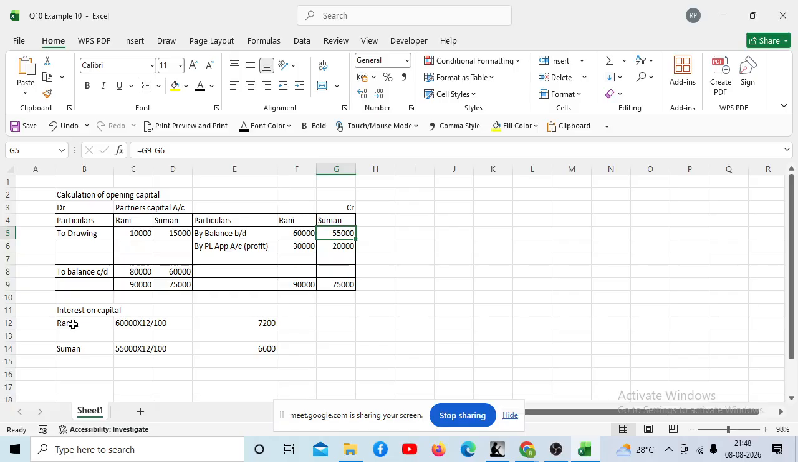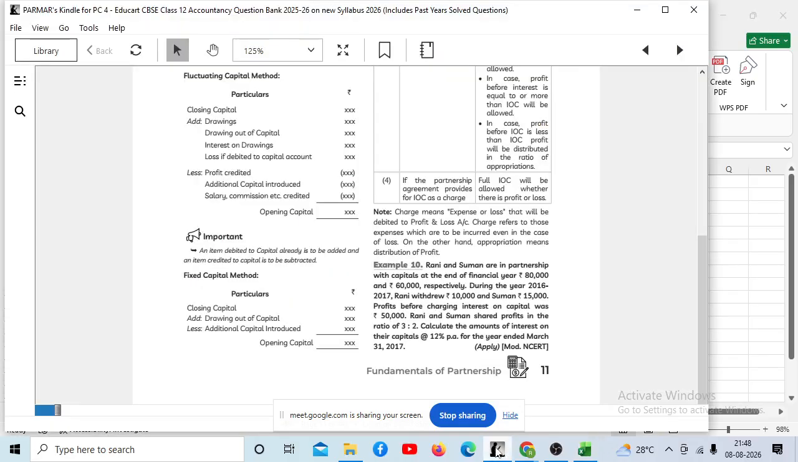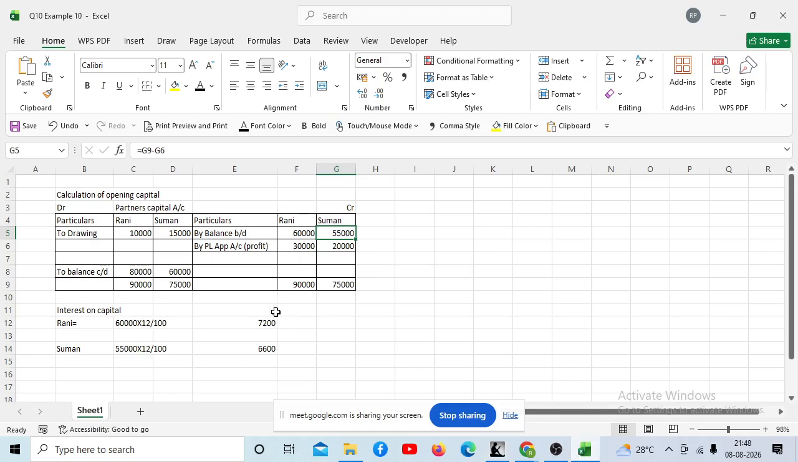So what will be the interest on capital for Rani? Rani's opening capital is 60,000 and the interest rate is given in the question, which is 12%. So 12% we will calculate on 60,000. It comes to 7,200.